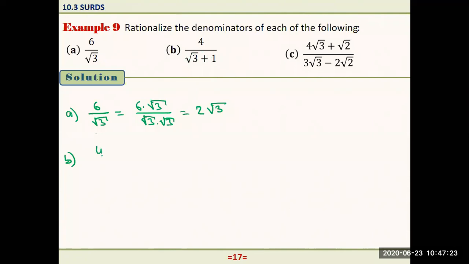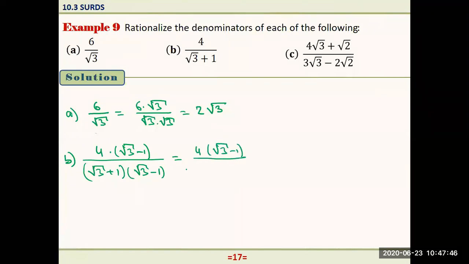So here we have 4 over square root of 3 plus 1. And the conjugate of this expression is square root of 3 minus 1. So I also need to multiply the numerator by square root of 3 minus 1. Okay. So here we have 4 times square root of 3 minus 1. As you see here, (a plus b)(a minus b): square root of 3 squared, that is 3, and minus 1 squared, it is 1, right? And 4 is divided by 2. Here we have 2 times (square root of 3 minus 1).